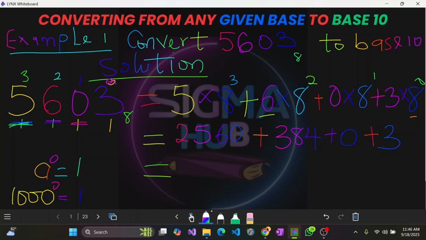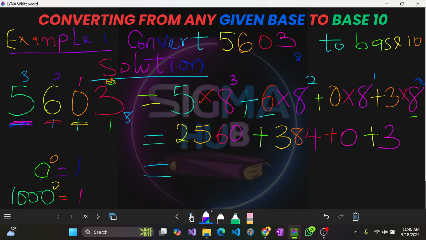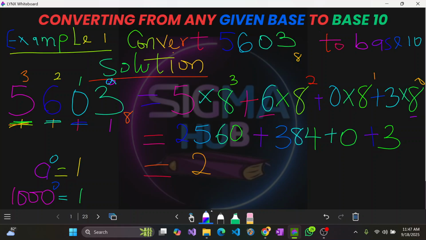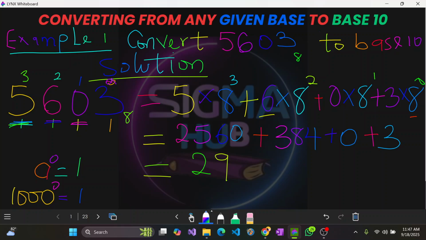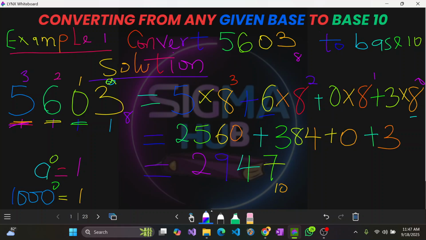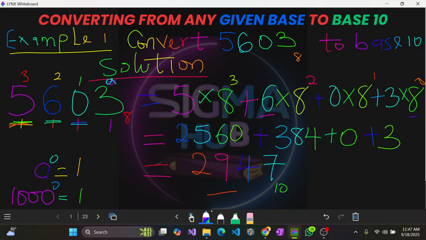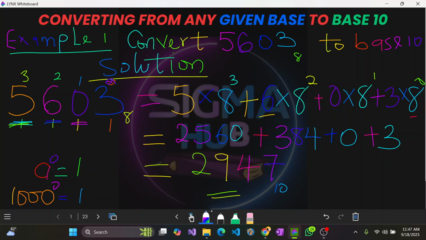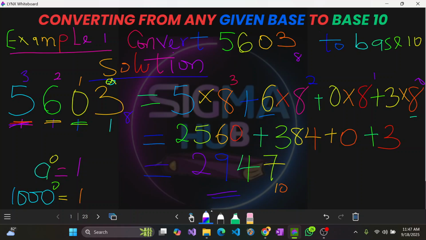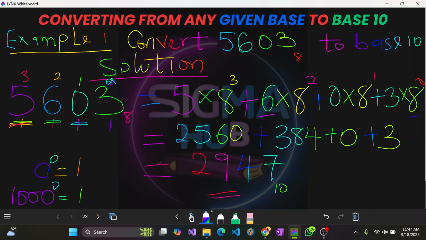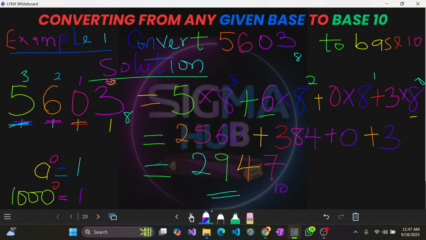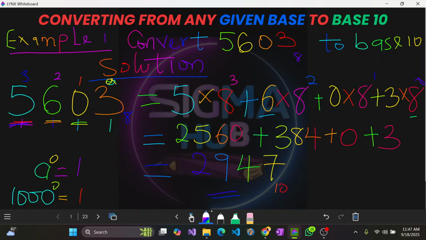2560 plus 384 plus 0, then plus 3. Everything gives us 2947 in base 10. And that's our final answer. So converting 5603 from base 8 to base 10 results in 2947 in base 10.